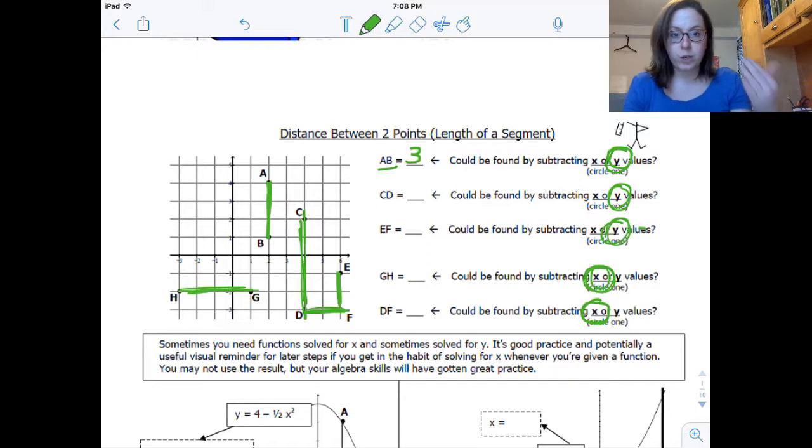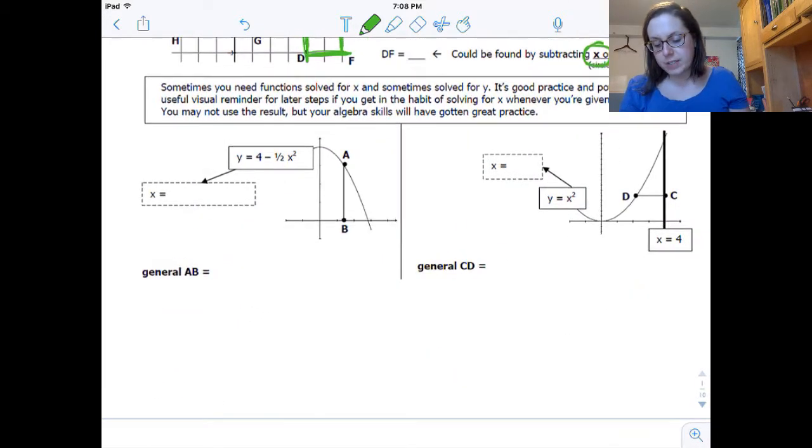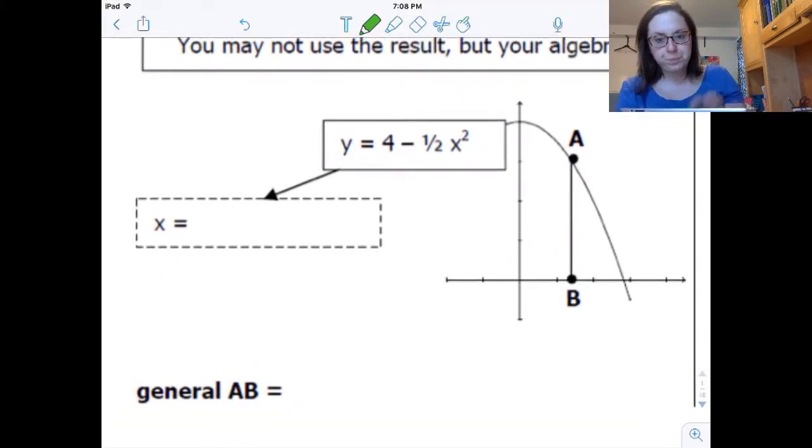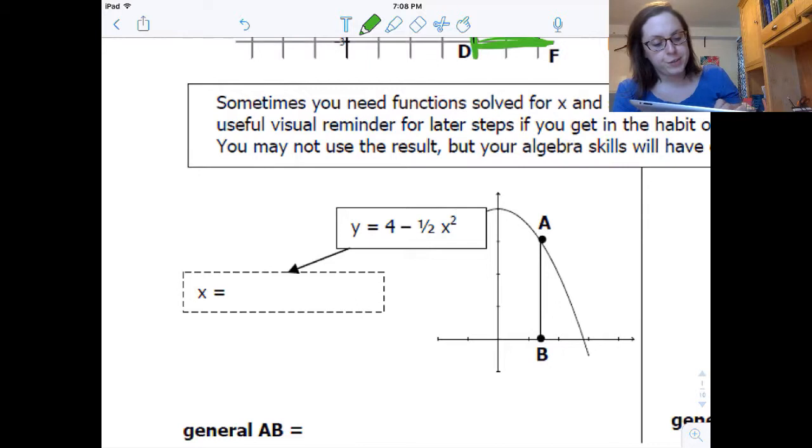So what I want you to think about when you're trying to decide between a dx and a dy is: if you were finding that distance, are you looking at the y values being subtracted, so you want the change in x, or vice versa? That's something we're going to have to think about. So let's start with some of these. I just want to think about what is the length of AB. On this first one, AB is the distance from this curve to B, which is on the x-axis.